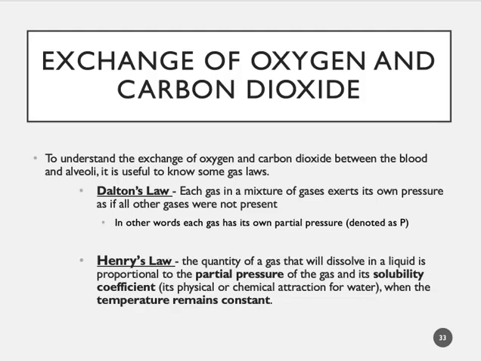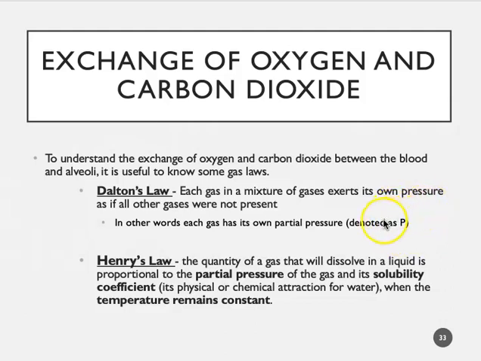As we try to better understand how carbon dioxide and oxygen are exchanged between blood and alveoli, it's really important that we understand a couple of gas laws. The first is Dalton's law, which says each gas in a mixture of gases exerts its own pressure as if the other gases were not present. The other way to say this is each gas has its own partial pressure, and the denotation for that is capital P.